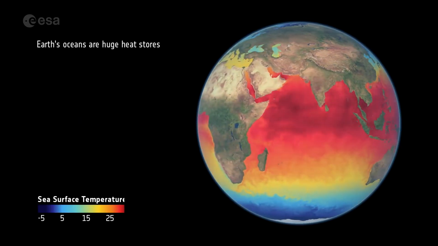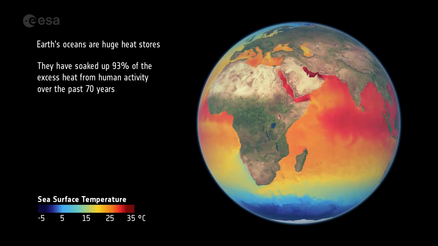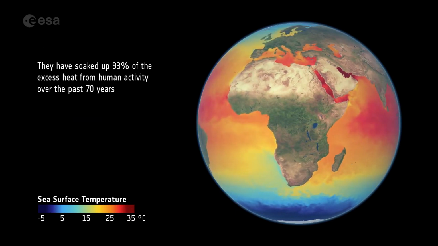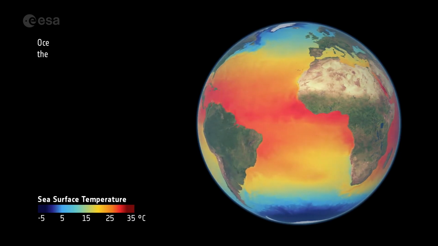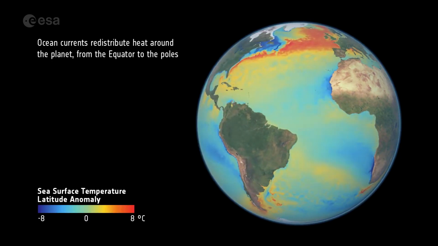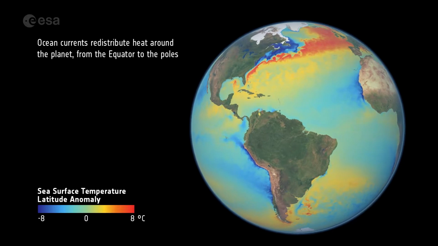Earth's oceans are huge heat stores. They have soaked up 93% of the excess heat from human activity over the past 70 years. Ocean currents redistribute heat around the planet, from the equator to the poles.